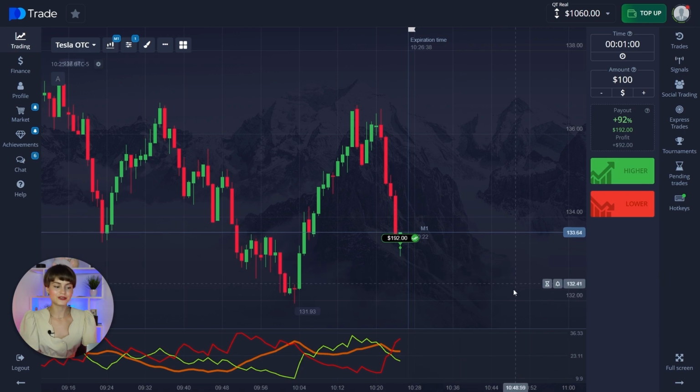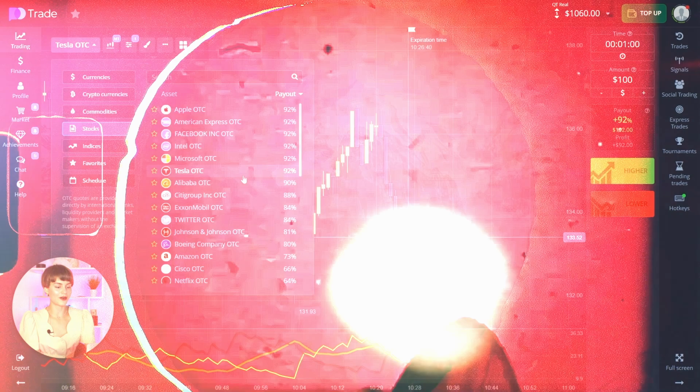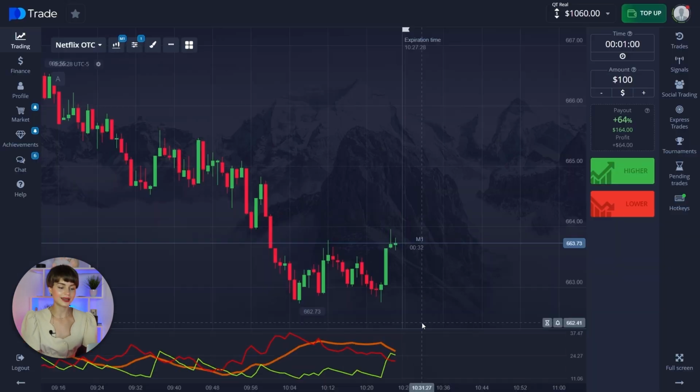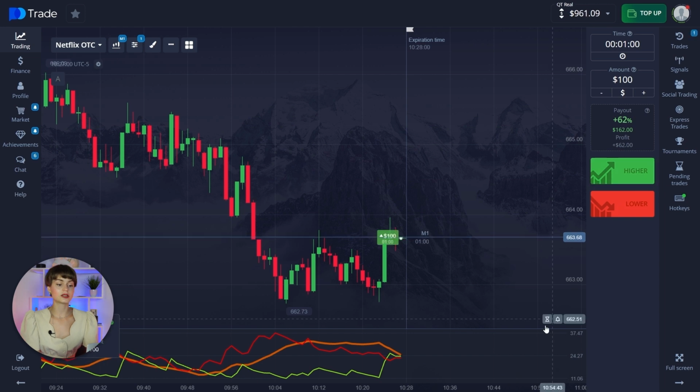Look at this huge red candle. The signal worked out perfectly. And then there's another example. Look, the green line intersects the red one from bottom to top. And let's wait for the next red candle to be closed and make a decision to enter the deal. The candle is closed and we open the deal with higher.